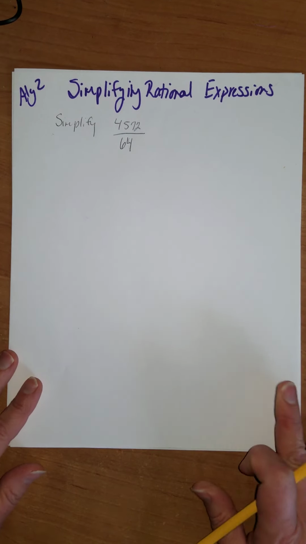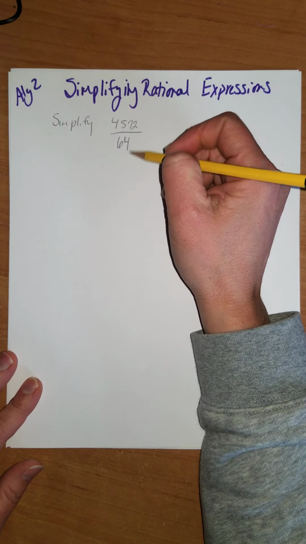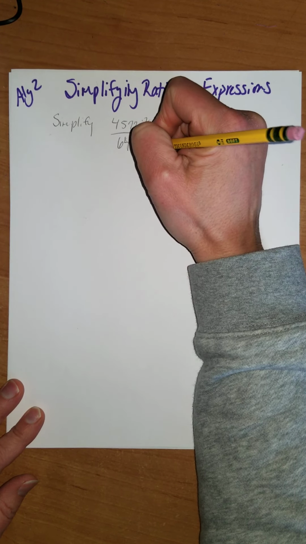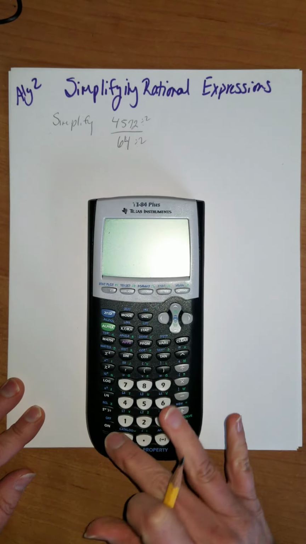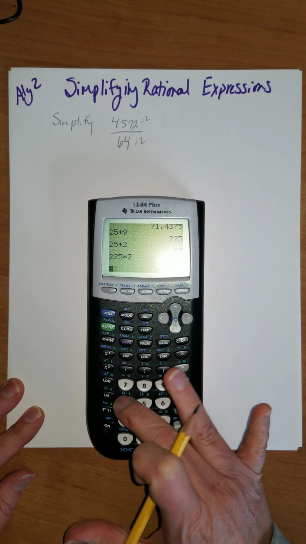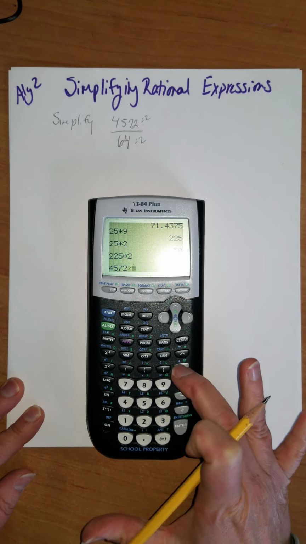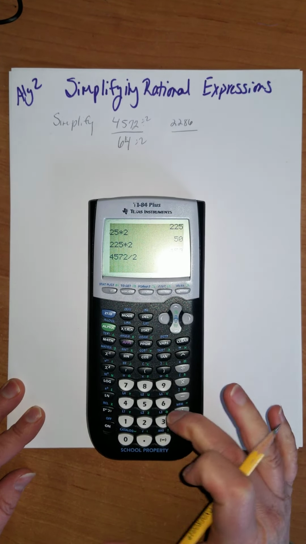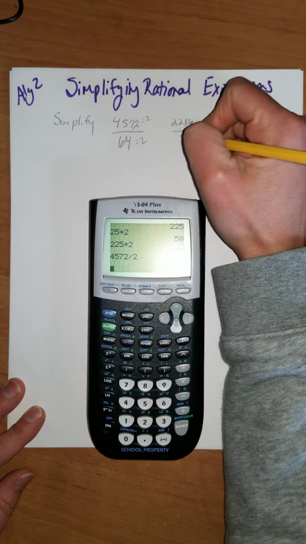Common factors are things that multiply or divide evenly into something else. I'm searching for my calculator because I could totally find the decimal for this, but I want to make sure it's in lowest terms without being a mixed number. So I know that both of these I can divide by 2, because they're both even. So 4572 divided by 2 gives me 2286. And that's over 64 divided by 2, which is 32.